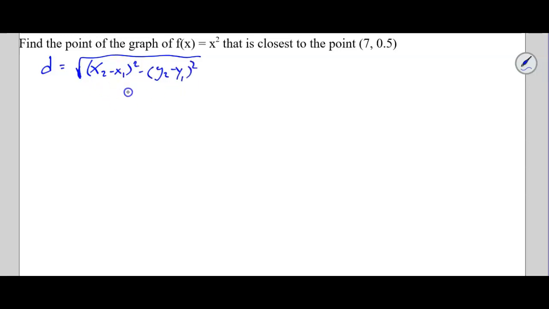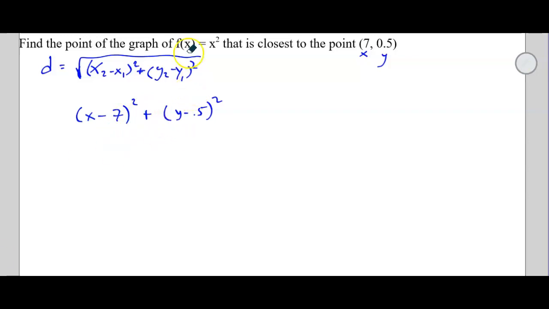Now, remember I told you, you don't even have to look at the radical. Take what's underneath the radical. And by the way, this is x, this is y. So x minus 7 squared plus y minus 0.5 squared. Oh, I'm sorry, that's y minus 0.5 squared. Okay, but anyway, that's how you start off.